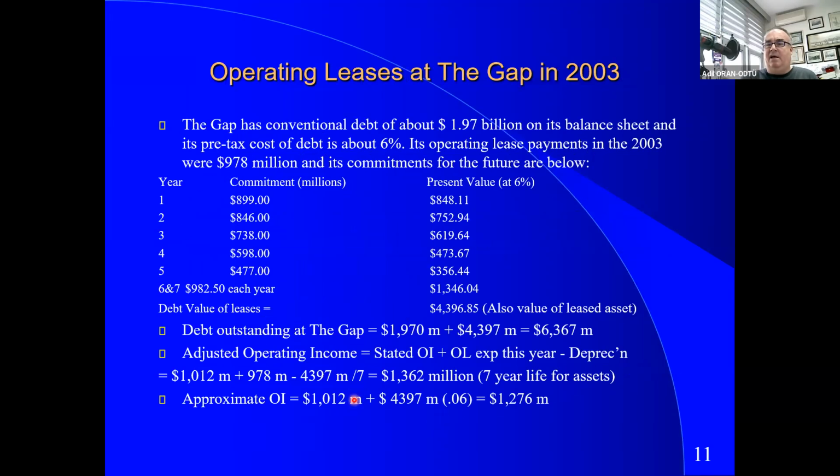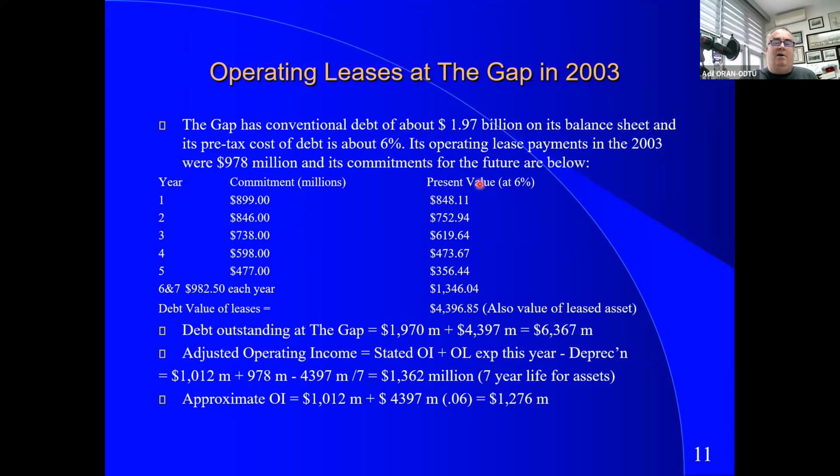So here's a numerical example for the Gap company in the US, 2003. The Gap had debt on its financial statements of about $2 billion, okay? Pre-tax cost of debt, 6%. Operating lease payments were about 1 billion per year, so 978 million in the most recent year.